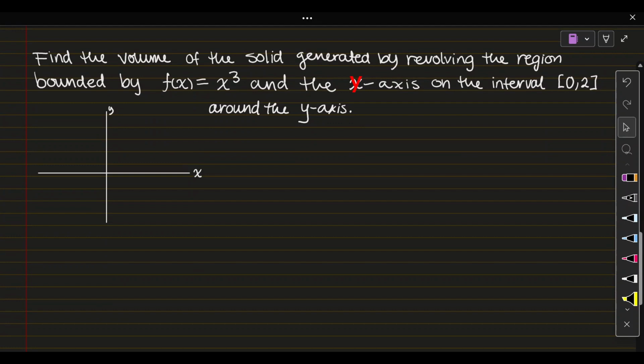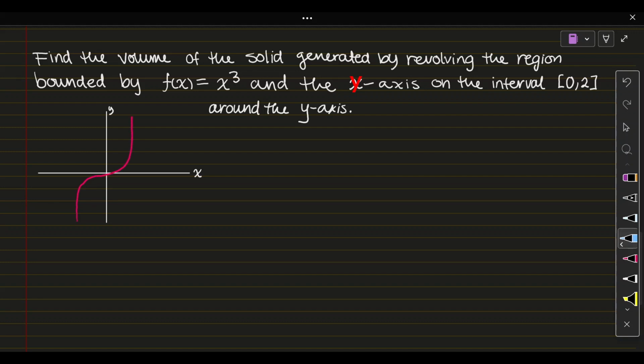We want to find the volume of the solid generated by revolving the region bounded by f of x equals x cubed and the x-axis on the interval 0, 2 around the y-axis. Okay, so let me draw our curve here. We have f of x equals x cubed, so that's something like this.